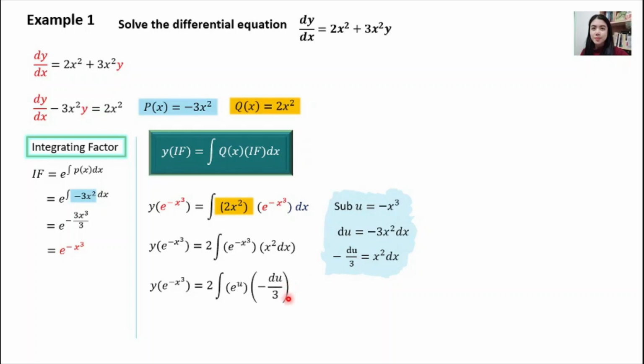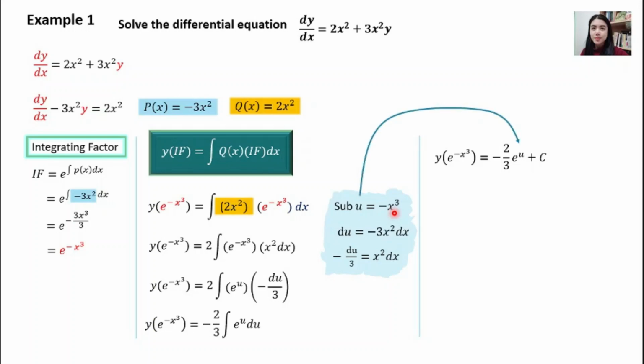Then we have this here. Simplify this, and then integrate e to the power of u. You have the result of e to the power of u, and don't forget to write the plus C. Don't leave your answer in terms of e to the power of u, so substitute the u back. What is your u? Your u is negative x cubed. So substitute back, and you have this.